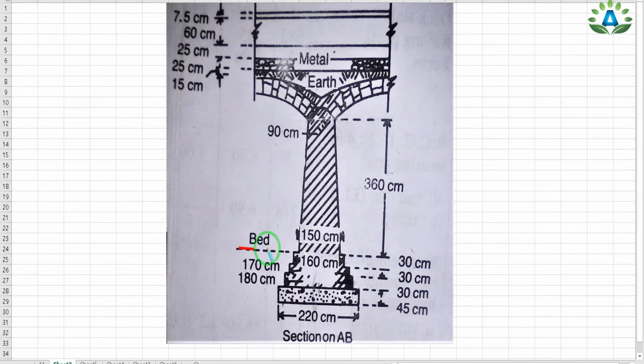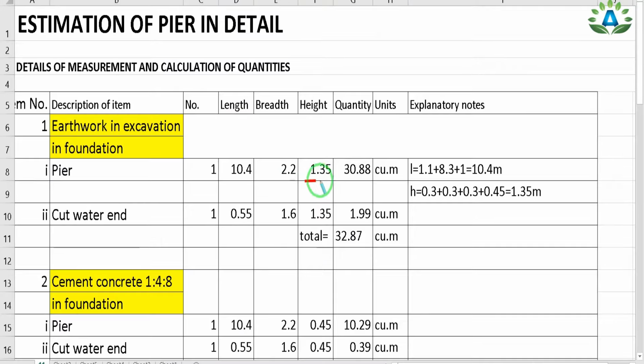So here we can see that this is our bed level portion, and the total height of this excavation will be from this side up to this side, that is 45 plus 30 plus 30 plus 30, that is equal to 135 centimeter. So height equals 1.35, and we get the quantity equals number into length into breadth into height, that is 30.88 cubic meter.